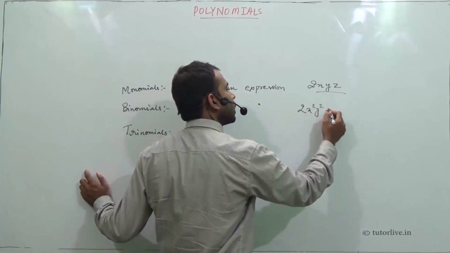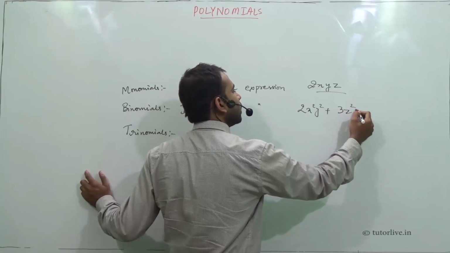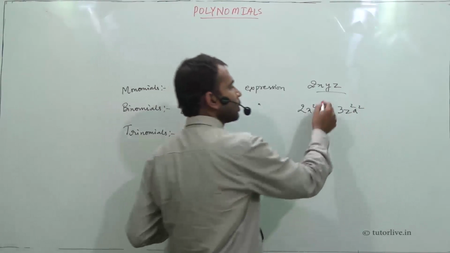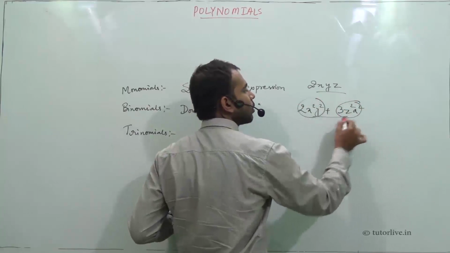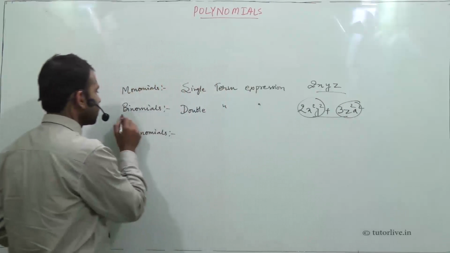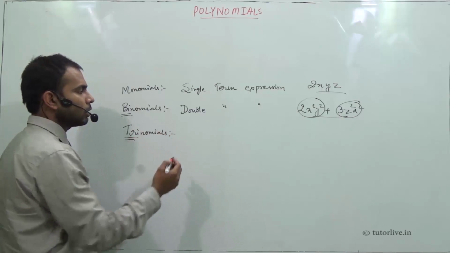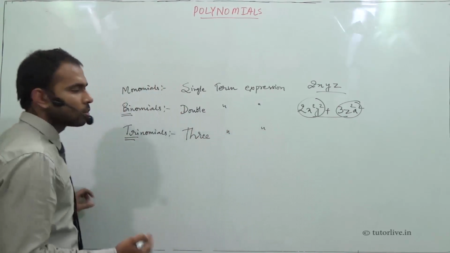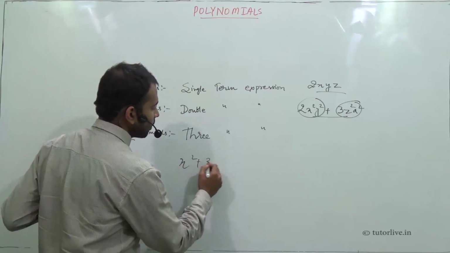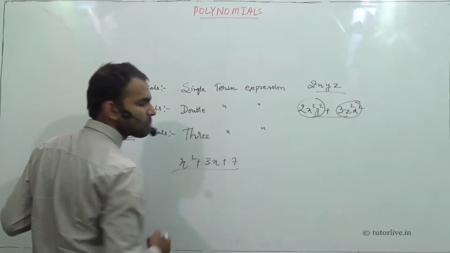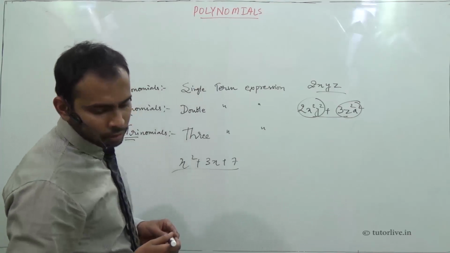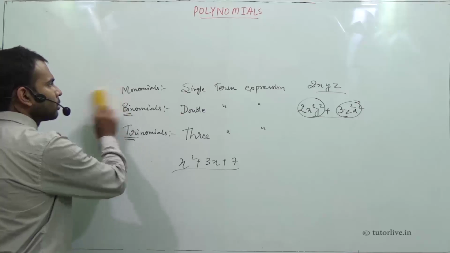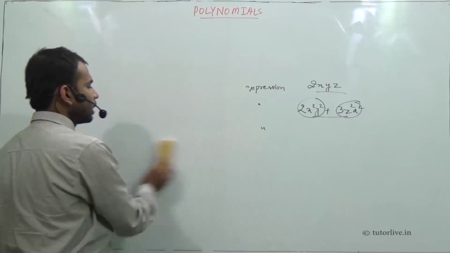2x square y square plus 3z square a square. Okay, that is another. Here are two terms, first term, second term. They are called a binomial. Bi means two. Tri means three, of course. A 3 term expression is called a trinomial. Example: x square plus 3x plus 7. Simple trinomial example, right? These are important, you must know them: monomial, binomial, and trinomial.